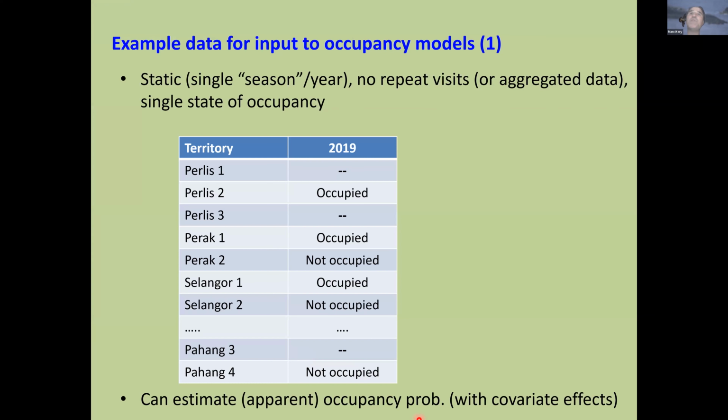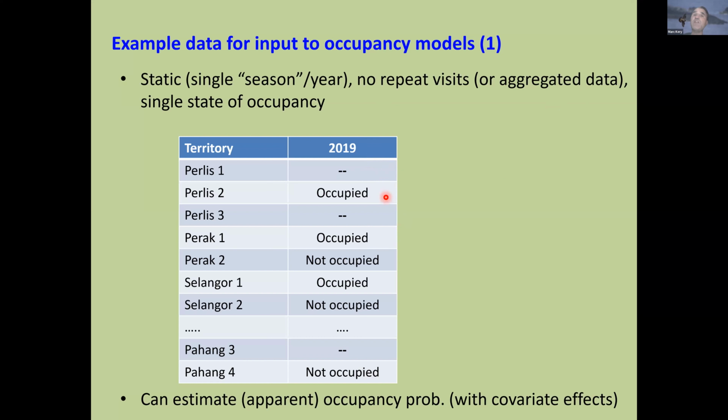So here are some example data that we might collect in such a peregrine survey, where we organize the sites, like the territories here, the known or suspected places where a pair could live, in the rows, and then we give the result of our surveys here. Let's assume this is 2019. Here, this would be for the static single season, no repeat. So either we assume that we have no repeat visits, or we aggregate the information over repeated visits for the year. And we only distinguish a single state of occupancy. So some sites were not visited.